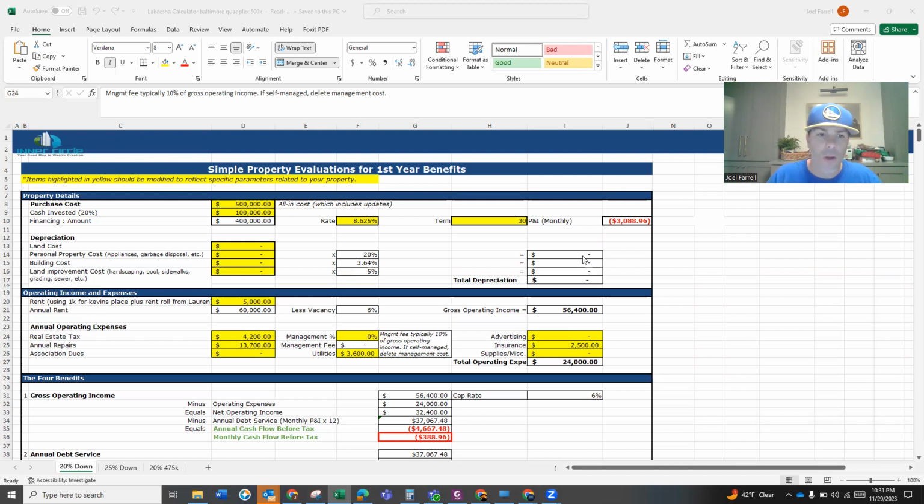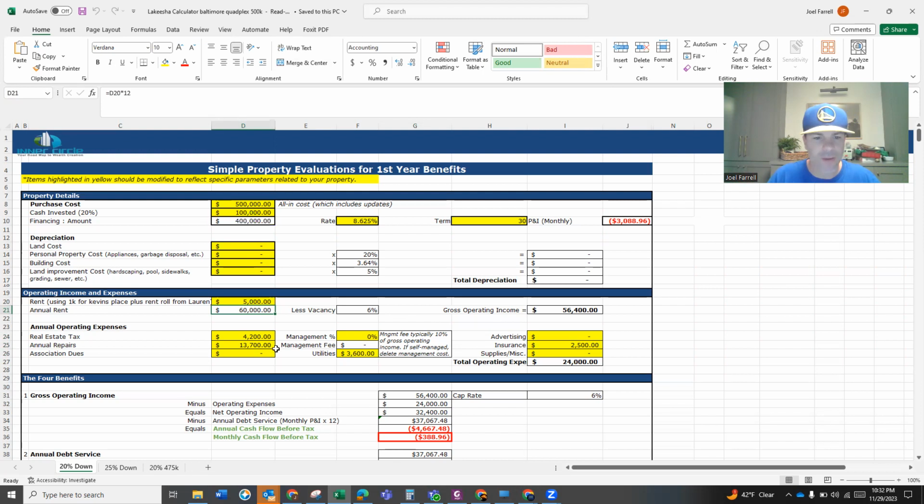If you go line by line here, so 500,000, we're assuming 20% down, $400,000 loan amount, 8.625 rate, 30-year term. I took out the depreciation stuff, zeroed it out, netted it out. And then what you see here is the rent. So $5,000 of rent monthly, it's 60 grand annually. Taking a vacancy percentage of 6% is going to take some off the top there.